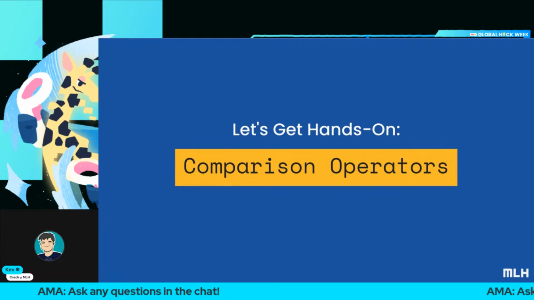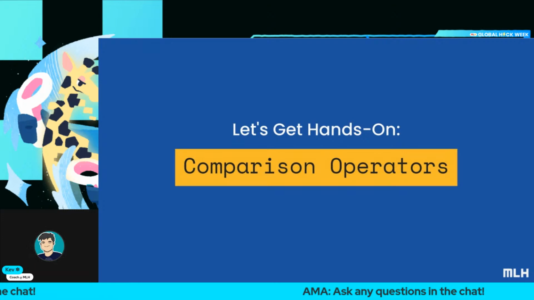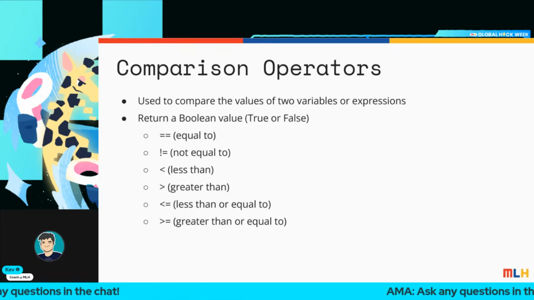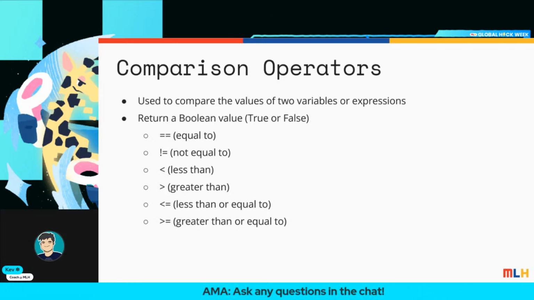Now we're going to talk about some comparison operators, and this has to do a lot more with Boolean values that we touched upon in our first workshop. So with Boolean values, comparison operators are generally used to compare the values of two variables or expressions. If you don't know yet, expressions are essentially what makes up the majority of what you do in Python.